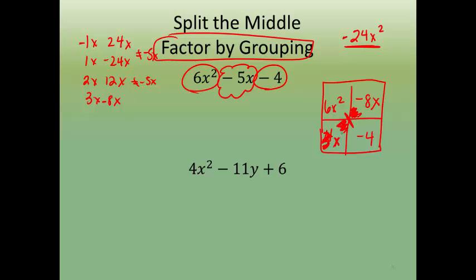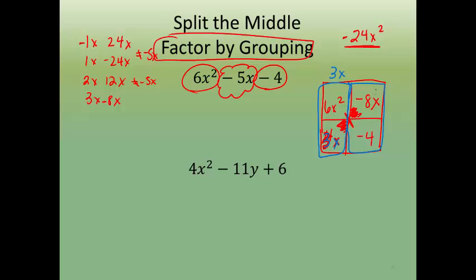When I fill those in, I'm now going to be looking for GCFs within this box, because that's how we used it when we multiplied, is we multiplied and distributed. So I'm going to look vertically and find some GCFs. Between the 6x squared and the 3x, my GCF is 3x.